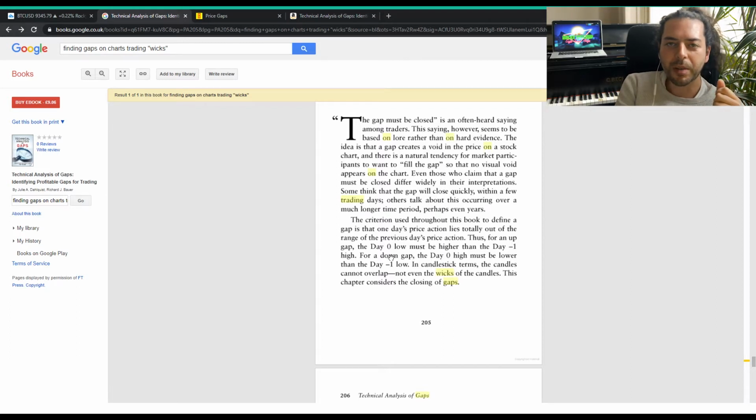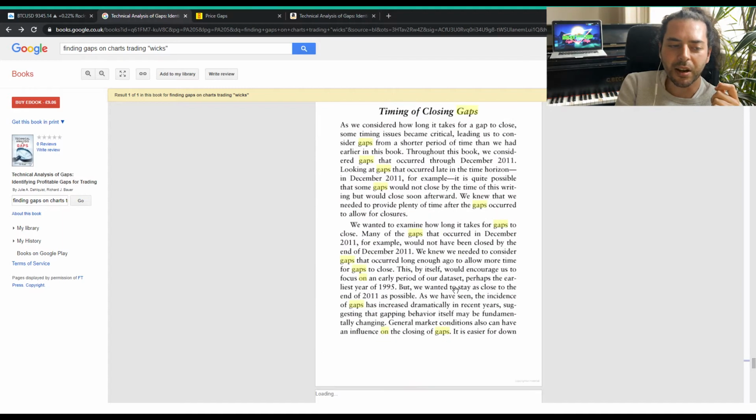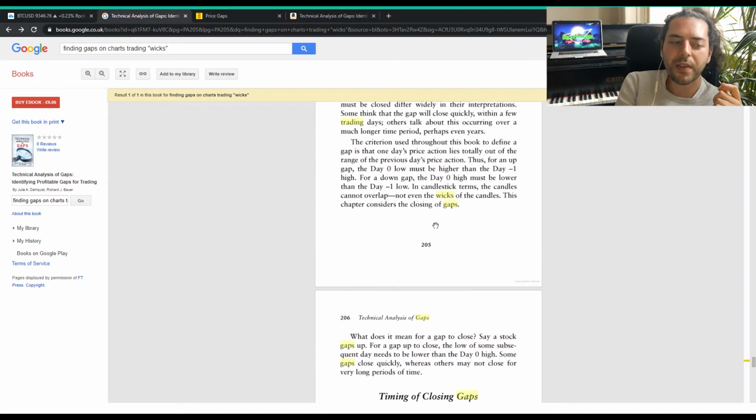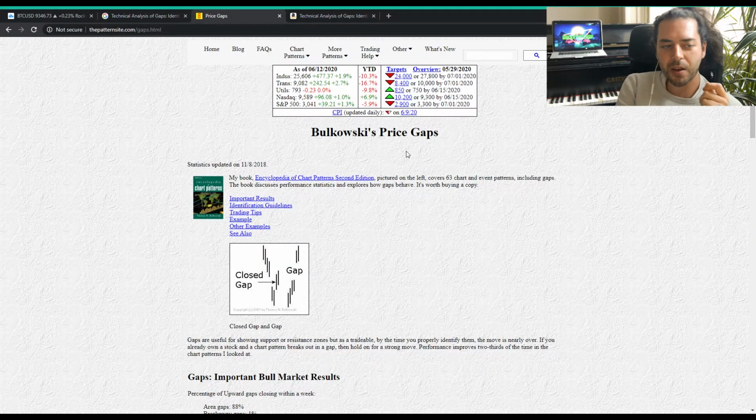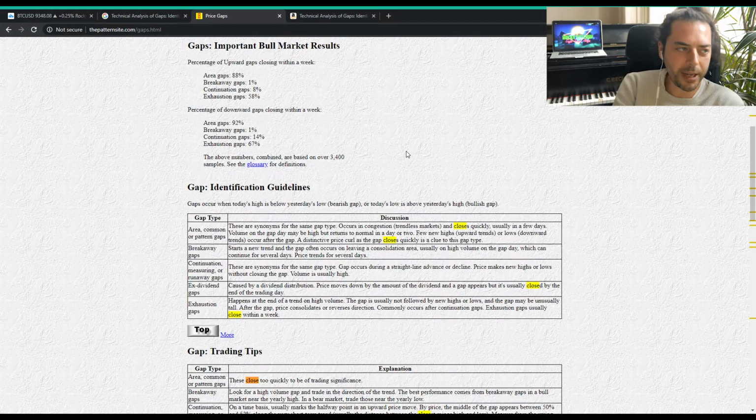So, of course, what they were talking about earlier on was these technical things, and it's easy to see why misunderstanding can happen when things get a bit technical. I understand, we all make mistakes. But for a down gap, the day zero high must be lower than the day minus one low. In candlestick terms, the candles cannot overlap, not even the wicks of the candles. This chapter considers the closing of gaps. Basically, wicks close gaps.